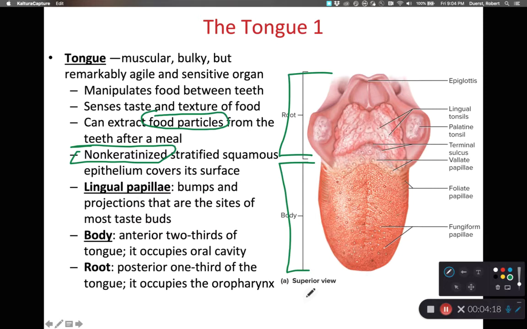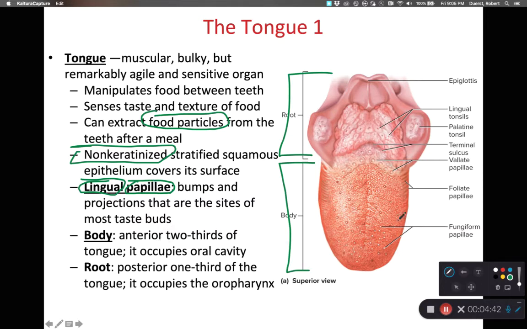As we look at our tongue, it has some lingual papillae. These lingual papillae are the bumps. So a papilla is just a little bump. Lingual is a root word that means tongue. The tongue is the organ of language, and lingual and language have the same Latin root. So the lingual papillae are bumps on the tongue. And this is where most of our taste buds are going to be located.